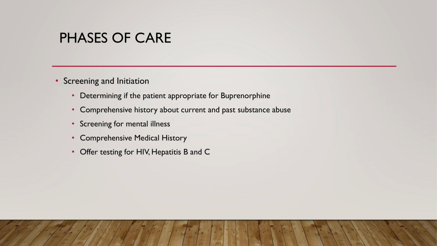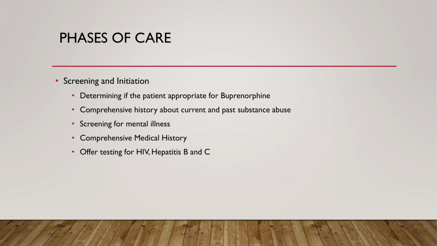Then a comprehensive medical history, of course, is important. Make sure that it's appropriate for them medically to be on buprenorphine. They don't have any medications that would interact with buprenorphine, or any medical problems that would interact, or that would be a contraindication to buprenorphine. Do they have severe cirrhosis or liver disease or kidney disease? Those are important things to know too.